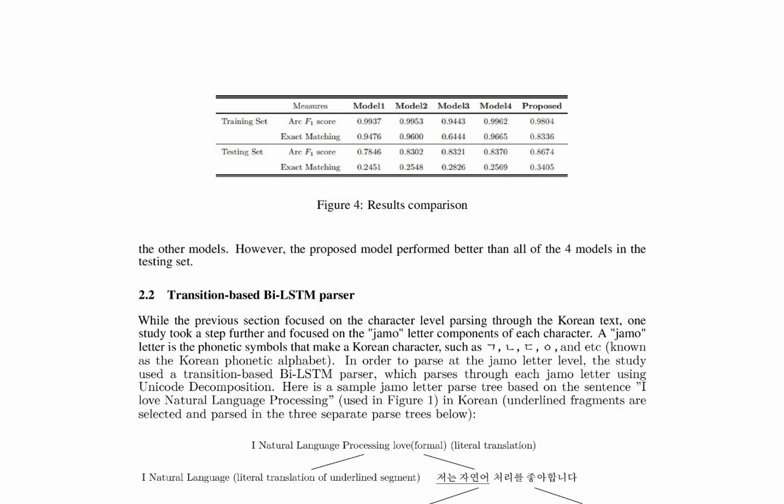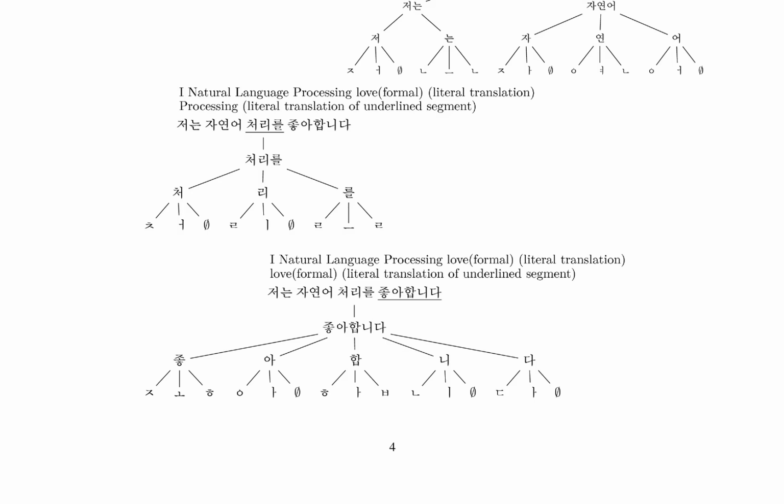The proposed model does not perform well on the training set compared to the other models but outperforms them on the testing set. The results are presented in Figure 4, showing the comparison of the proposed model with the other 4 models. The study also explores a transition-based BILSTM parser for parsing at the JMO letter level, using Unicode decomposition to parse through each JMO letter. A sampled JMO letter parse tree is presented, demonstrating the parser's ability to parse at the JMO letter level.